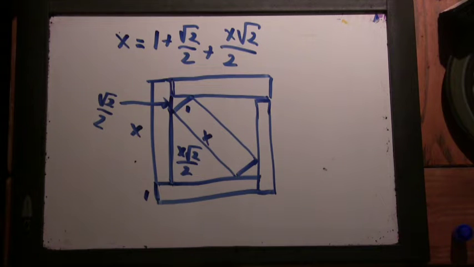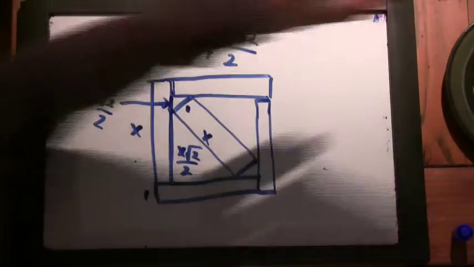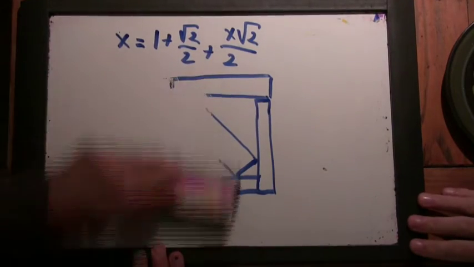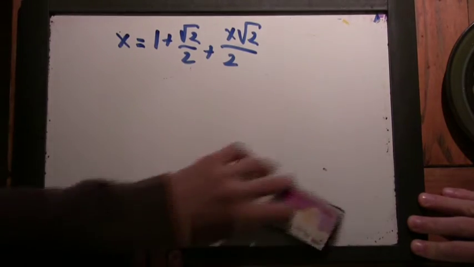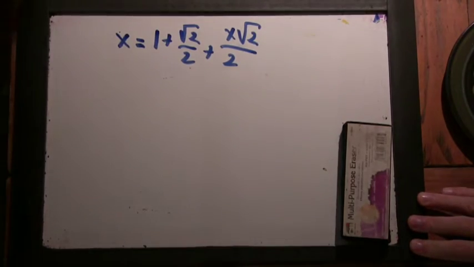Alright, what's your first guess of what you would want to do to solve this? Well, we can try to, if we combined the root 2 over 2 and the x root 2 over 2, and then we multiplied by 2 to get rid of the fractions. Okay. I'll erase this. Alright, we can come back to that picture later.